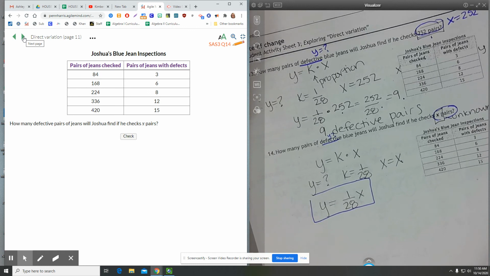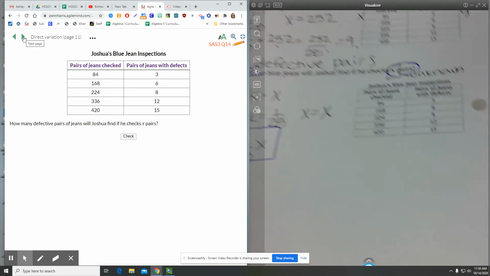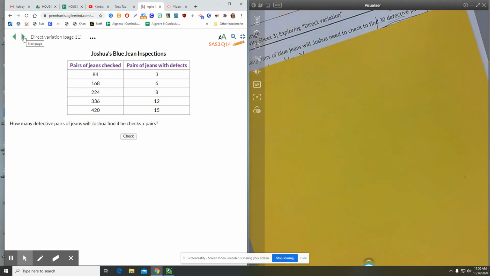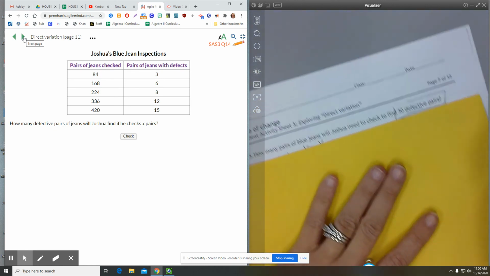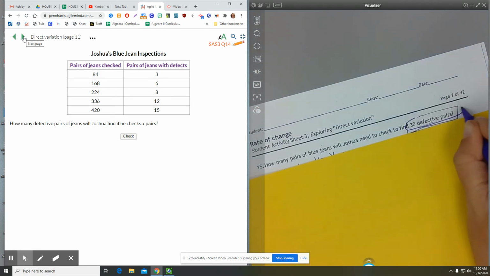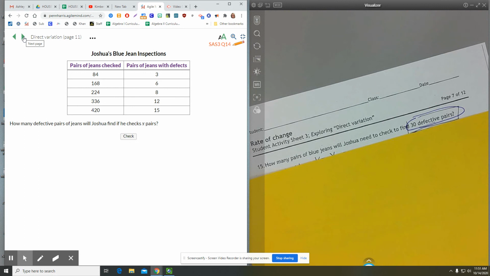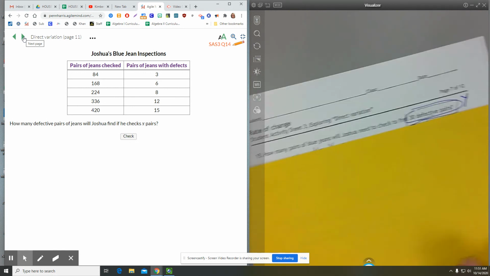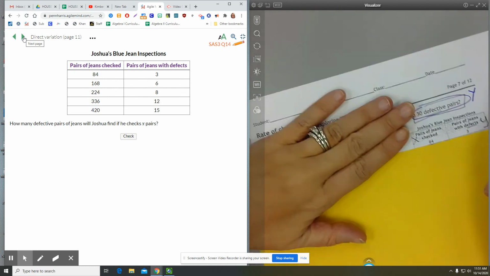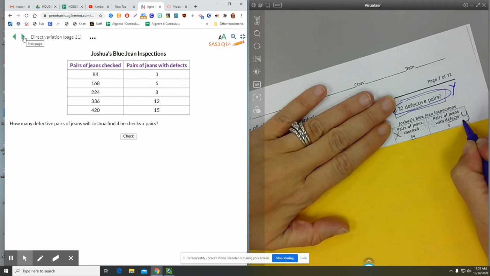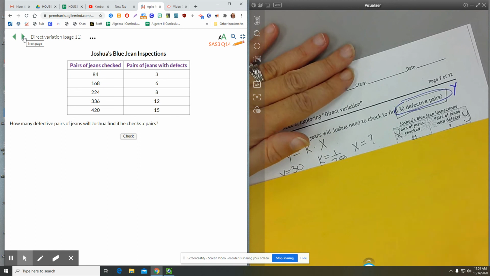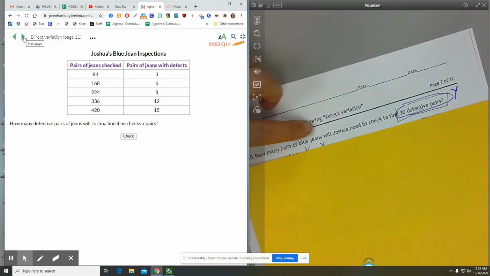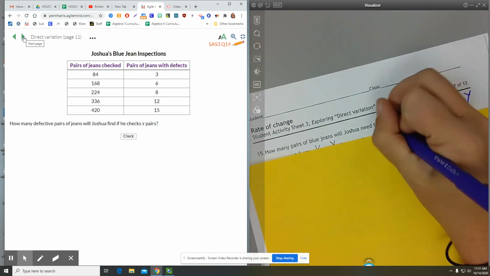Okay? And then last question here. This time, they say there's 30 defective pairs. 30 defective. Remember, defective stands for Y. Okay, again, that's on our table here. Our defects are Y, checked is X. How many pairs of jeans do we need to check?